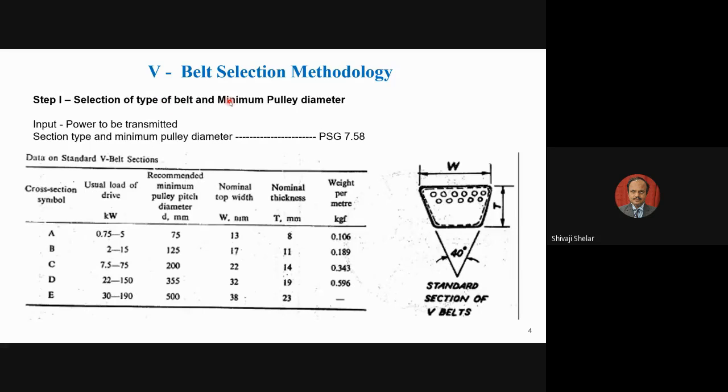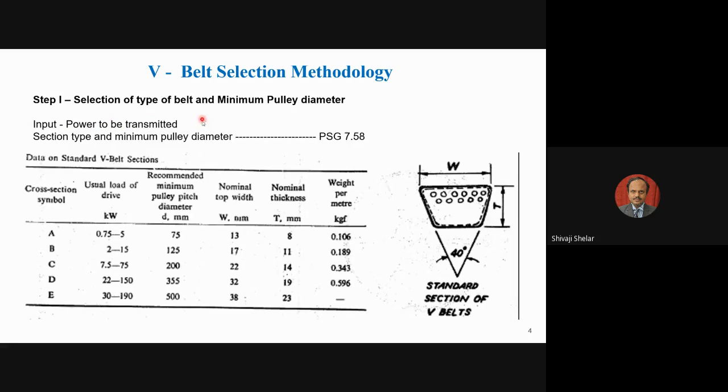When we select the belt, there are different types of belt material and belt sections available, and you have to select the appropriate belt section and what should be the minimum pulley diameter in that drive. Whatever drive we are selecting, there is one smaller pulley diameter and one bigger pulley diameter. So we need to define the minimum pulley diameter. If it is not specified in the problem, you have to take that value of minimum pulley diameter from this. For this you require an input, that is the power to be transmitted, how much power you are going to transmit with that drive.